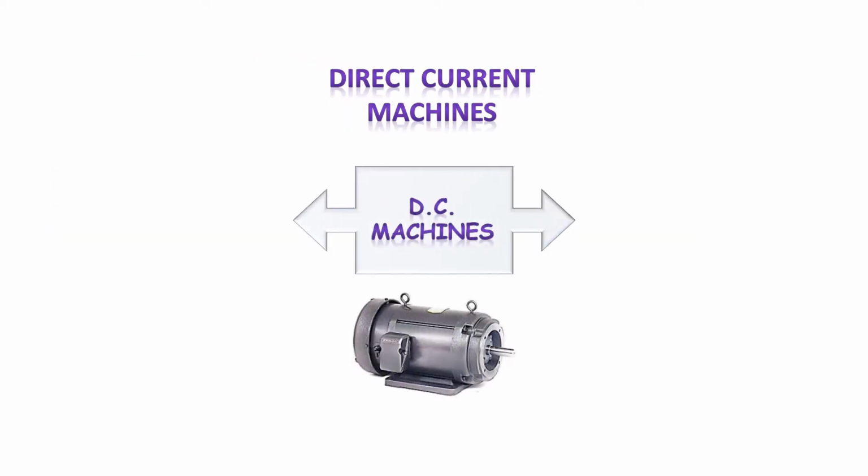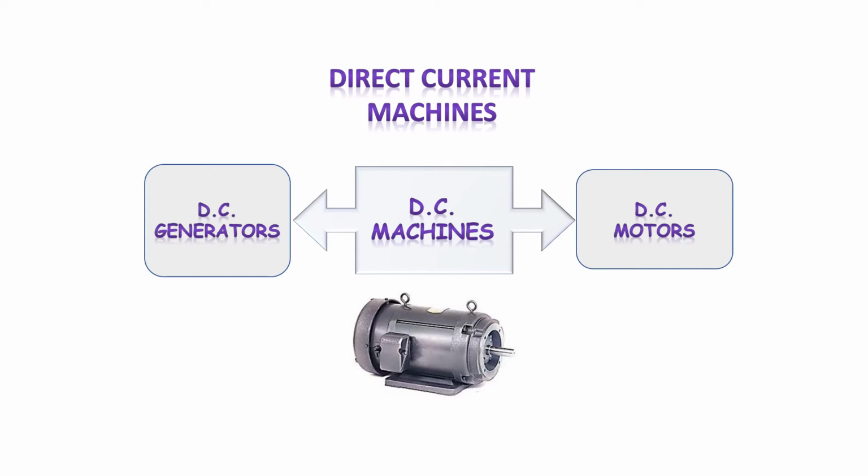Direct current machines or DC machines are of two types: DC generators, DC motors. DC generators operate in generating mode. DC motors operate in motoring mode. Let us understand the difference between generator and motor.